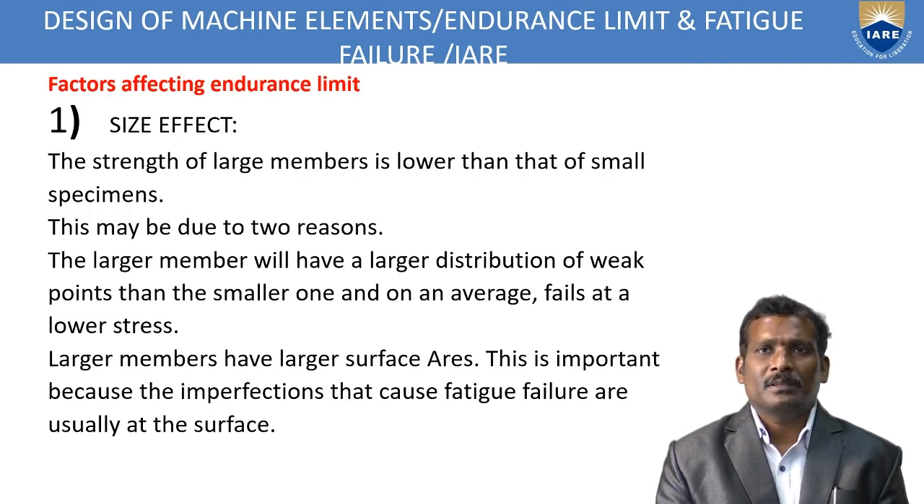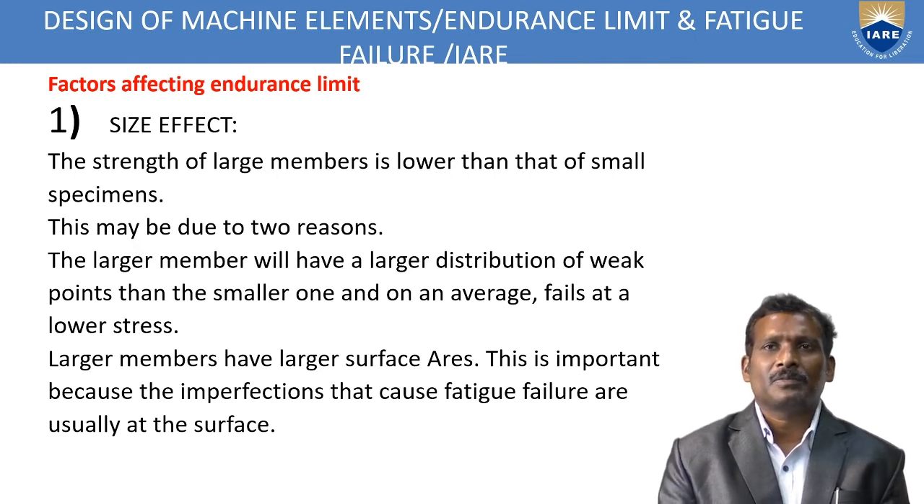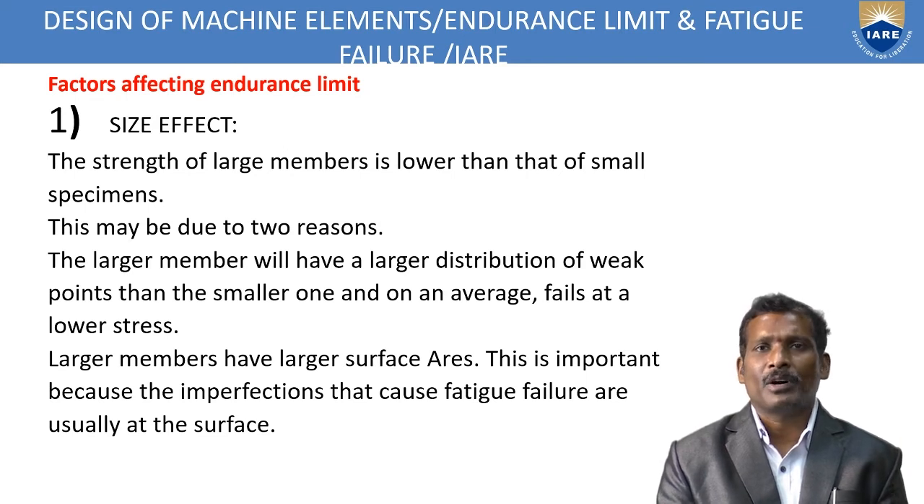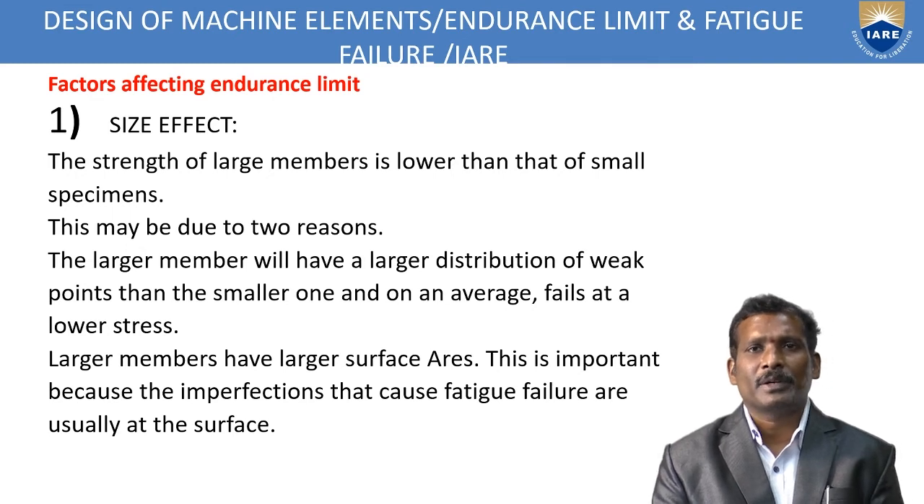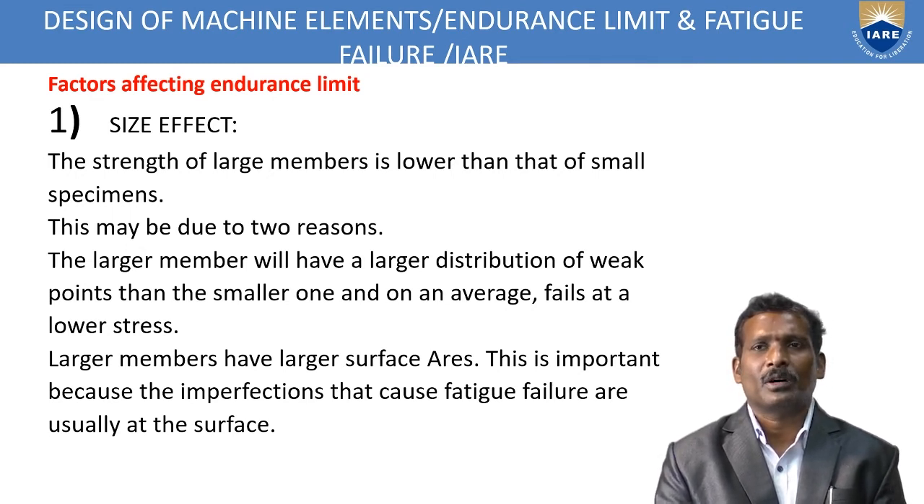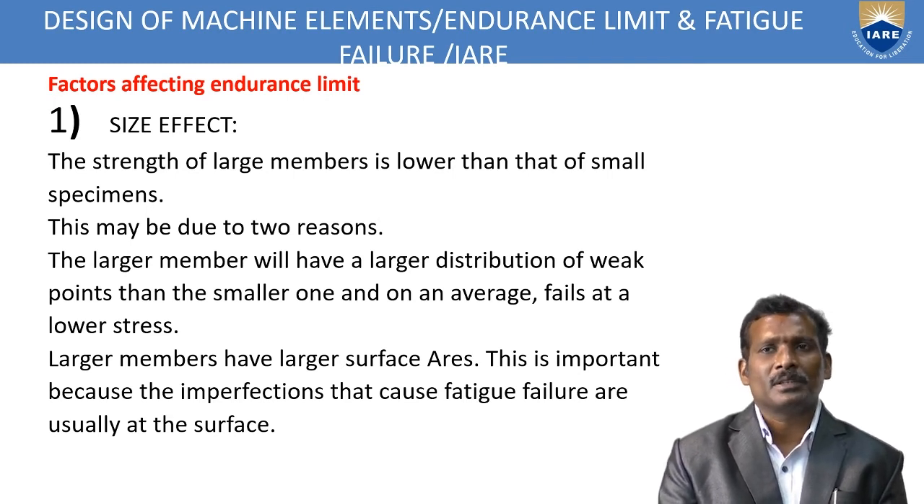The major factors affecting the endurance limit. The strength of large members is lower than that of small specimens. Already we know the strength of large members is lower than that of the small. Why? Because the larger member will have a larger distribution of weak points than the smaller one. We have already studied this in stress concentration. In that case, the flow lines or distribution lines are very weak in larger components. So always prefer smaller components within the limits only.